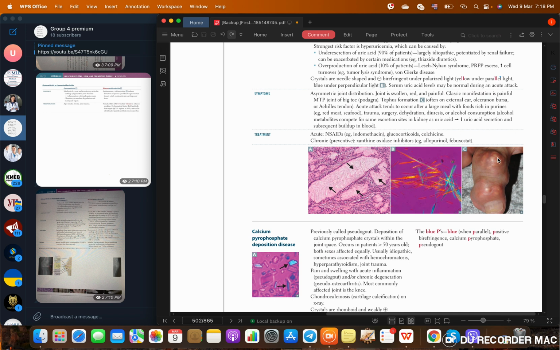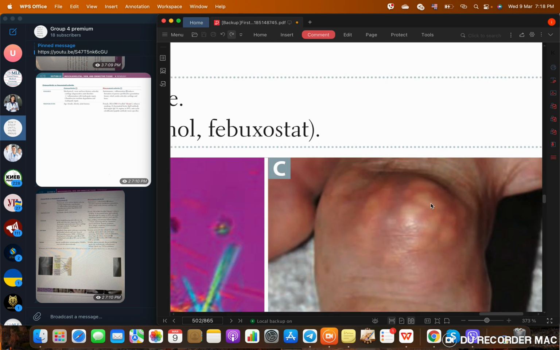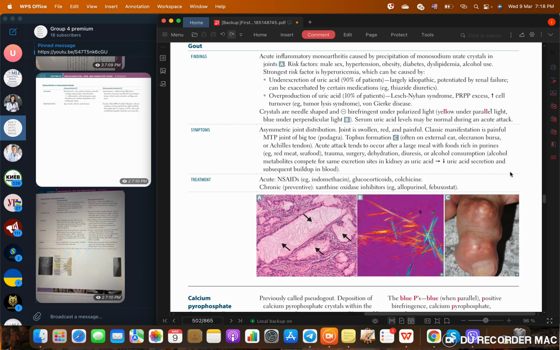Okay, so when you take that fluid out, you are going to see this thing. The tophus formation can occur, which is this enlargement, and it can often be seen on the external ear, especially with these little whitish crystals. And also the olecranon bursa or the Achilles tendon. So they like to affect the soft tissue as well, like tendon, bursa, cartilage. They will be accumulating on them.